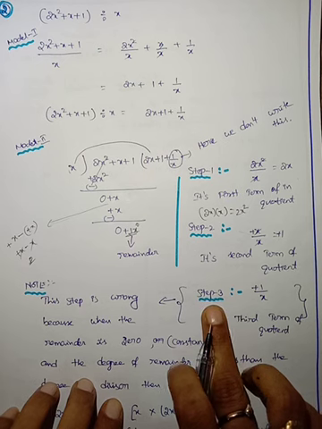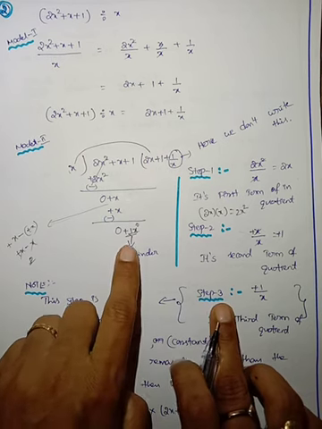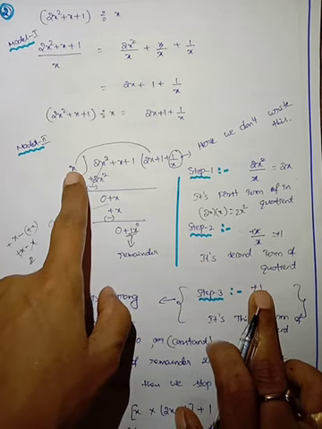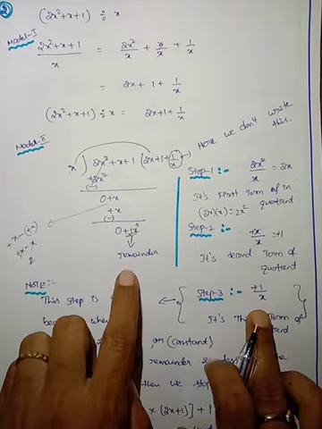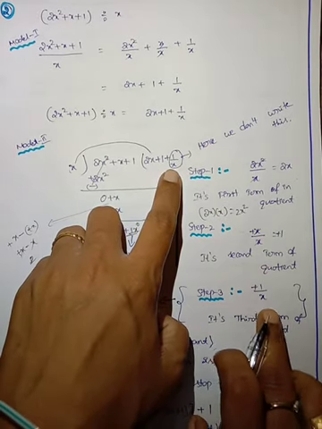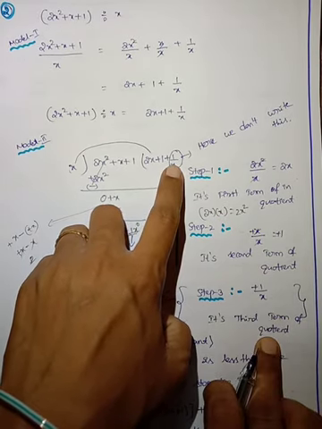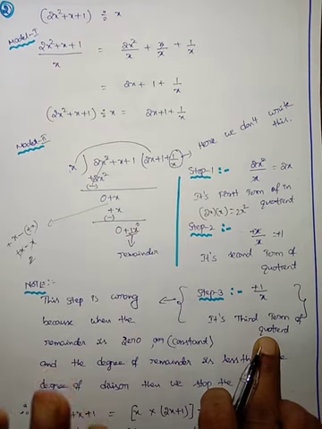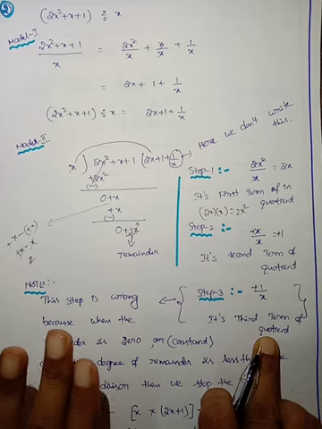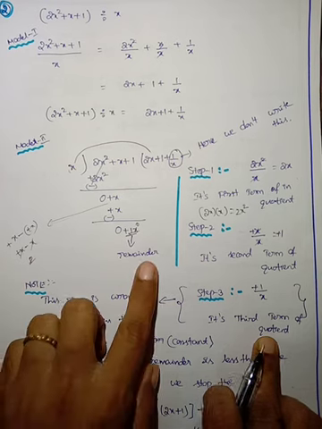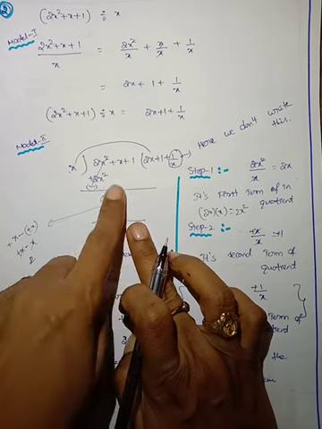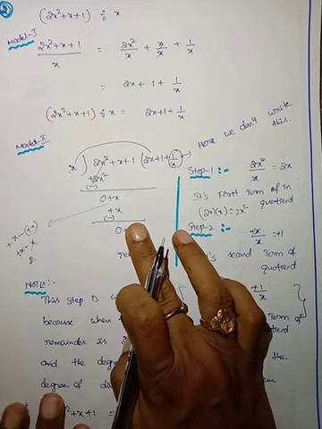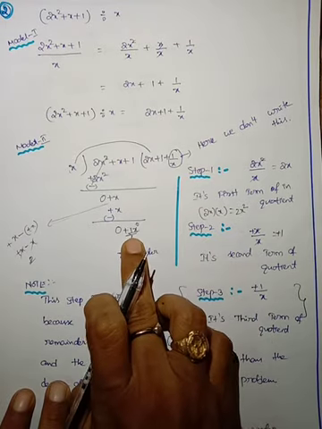Even some students do it like this in step 3. She takes the first term of the dividend and the first term of the divisor, 1 by x, as the third term of the quotient, writing plus 1 by x. Don't do like this. When the remainder is 0, the problem is stopped. Here the remainder is not 0, it is plus 1.